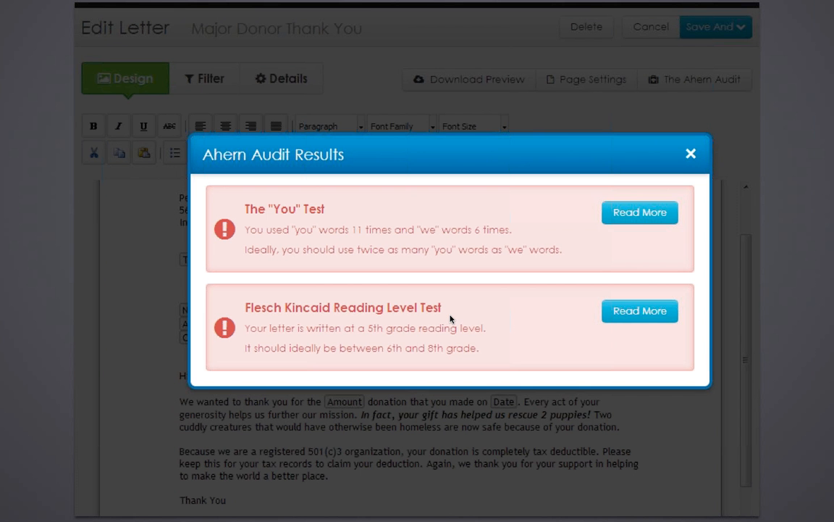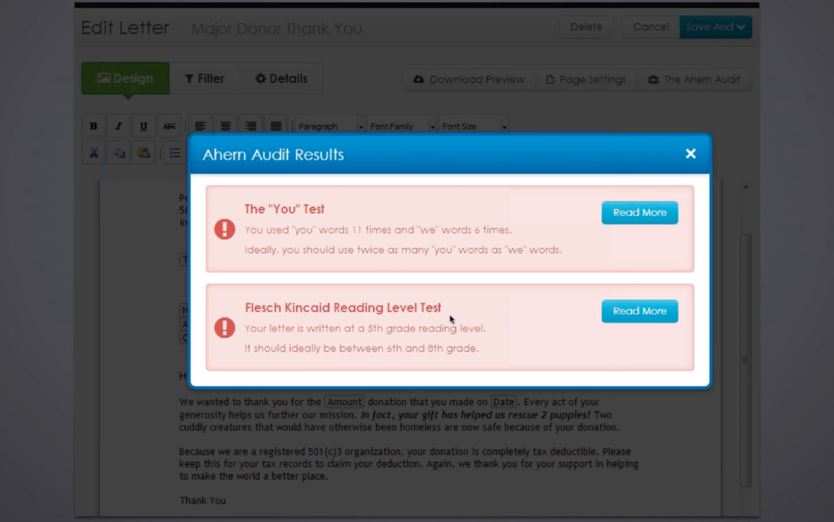Now, the top one there is what Tom refers to as the U test. And this is where you basically go through and circle all of the pronouns in your communications and see how many of the pronouns focus in on the donor or the person receiving the letter versus you as the person signing the letter or the organization. Many times we tend to write about ourselves or our organization, and we forget to be focused in on the donor there. And it's very simple. By counting the pronouns, the yous versus the we's, we can see if you have at least a 2-to-1 ratio.